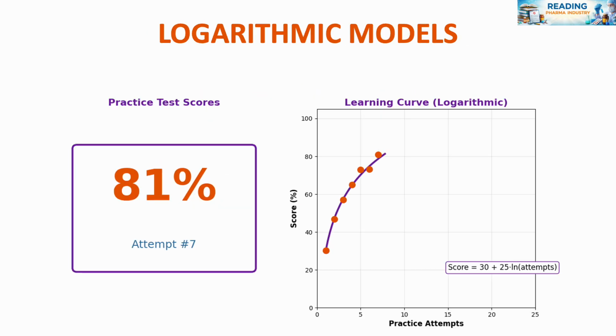We use logarithmic models when, like we mentioned before, an increase in x produces a smaller and smaller increase in y. To make this clearer, watch how the curve shoots up quickly at the beginning, then gradually flattens out. This describes many natural phenomena that diminish over time.